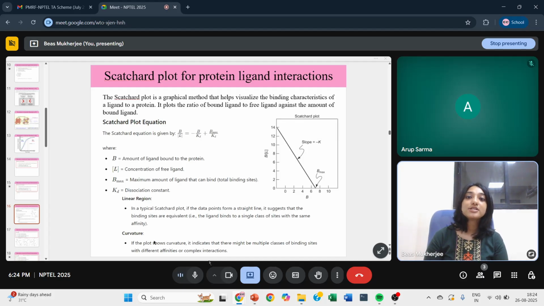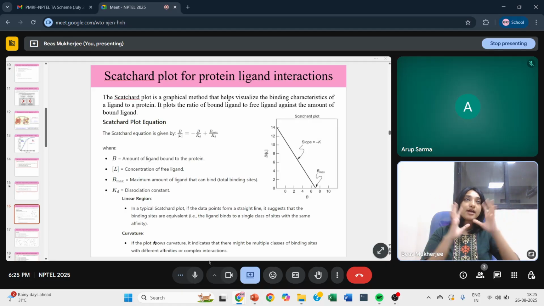Okay, now the Scatchard plot is a graphical method to visualize the binding characteristics of a ligand to a protein. It plots the ratio of bound ligand to free ligand against the amount of bound protein. Okay, so the Scatchard equation is given by: bound concentration divided by L, that is the concentration of free ligand, equals minus the amount of ligand bound to the protein divided by Kd, where Kd is the dissociation constant, plus Bmax. So Bmax is the maximum amount of ligand that can bind.